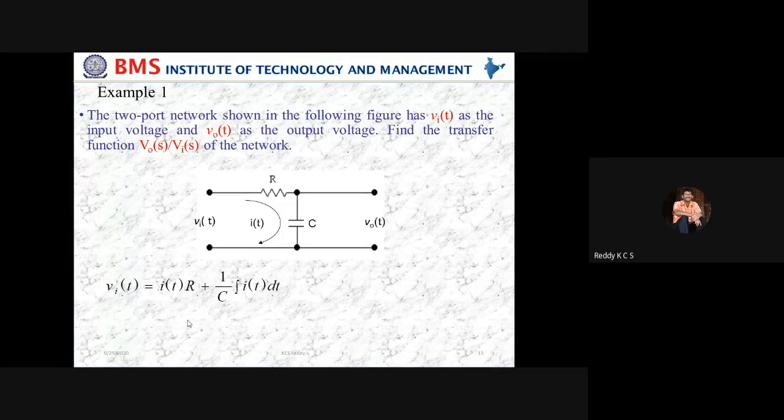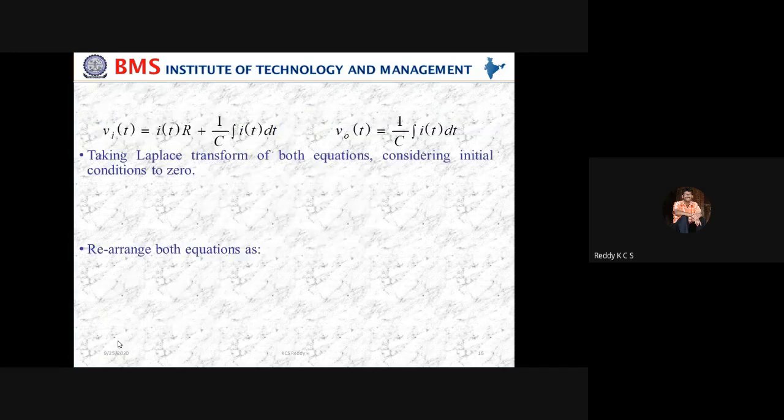After writing these two equations, we need to convert them into Laplace domain functions. So vo(t) = 1/C integral of i(t) dt is the output voltage, and the other is the input voltage equation. Taking the Laplace transformation of both equations, we consider the initial conditions to be 0, as we discussed.